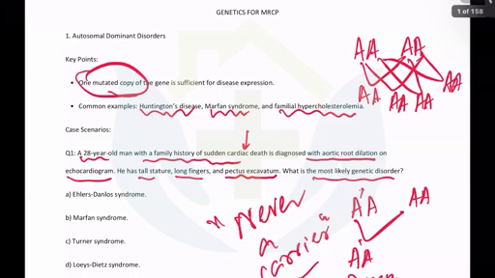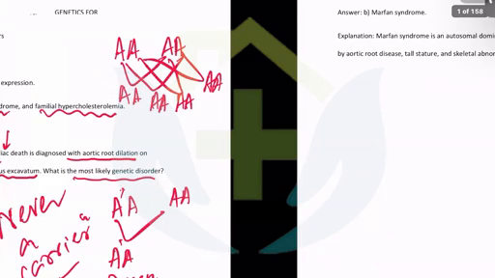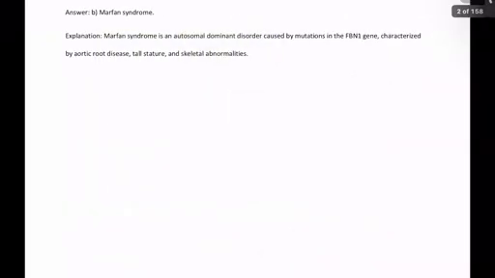So when you have two similar things in a question, there are chances that some students who have partial knowledge might pick up that answer. So it is important for you to differentiate. Every single word is important. In the MRCP exam, nothing is taken for granted. All right. So the answer here is Marfan syndrome.